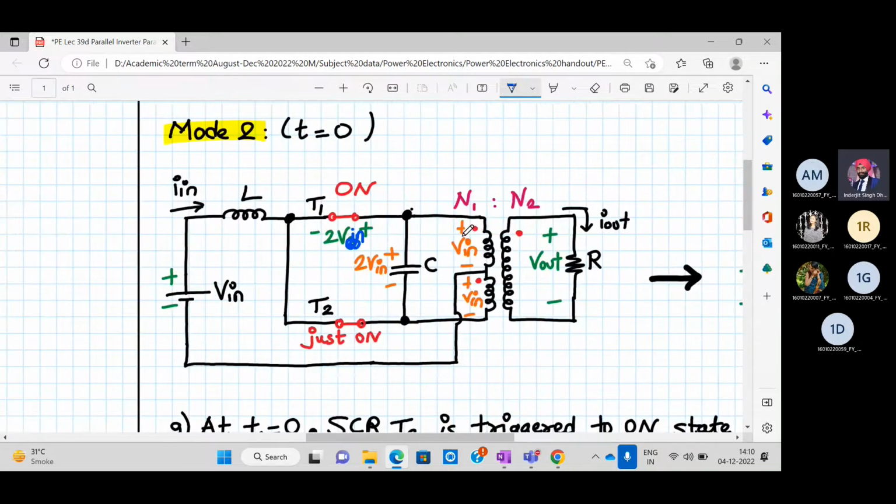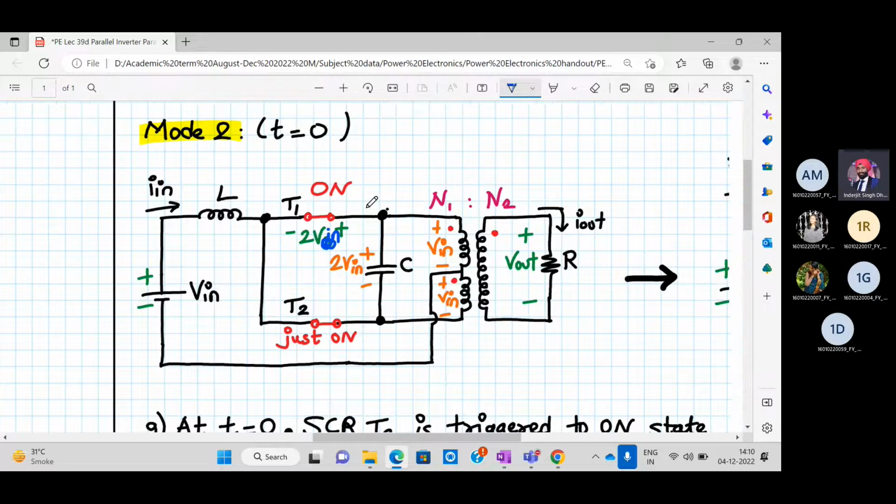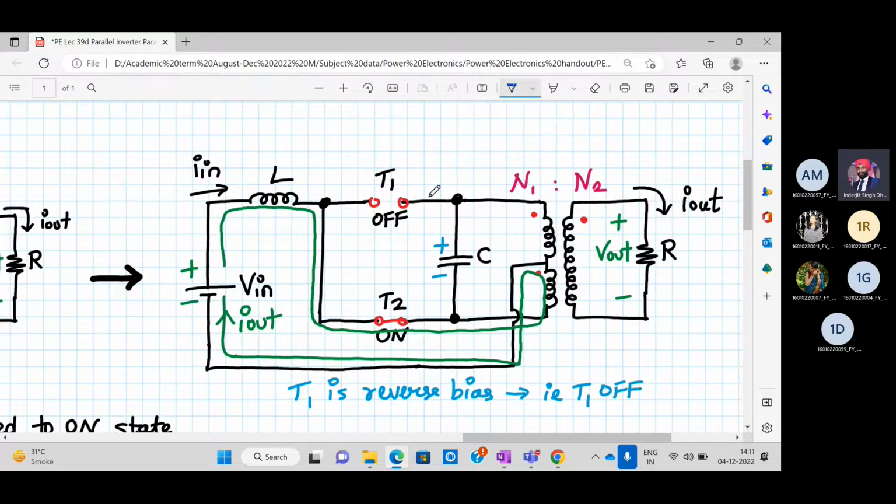Did you understand this? As soon as T2 turns on, the voltage across the capacitor will come in parallel, in negative, because this is the anode of T1 and this is the cathode of T1, SCR T1. A negative 2 V in voltage is applied, so it will immediately turn off T1. T1 is off now. But still the current should be in the same direction because of the inductor. So now the current will flow through T2, through the lower half of the primary winding, and back to minus V.